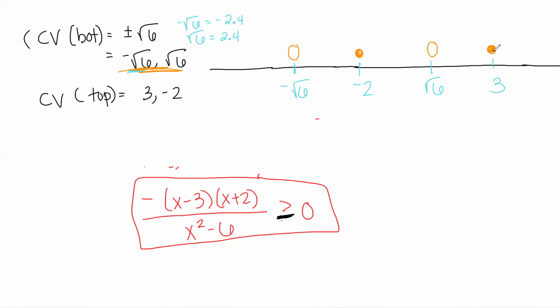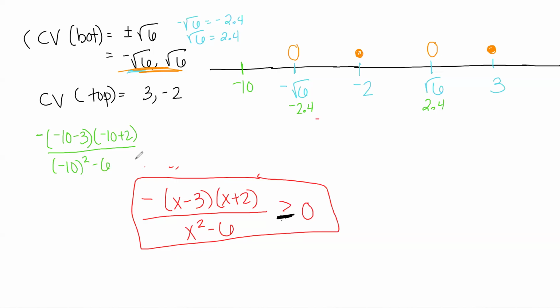Okay, now this test values is going to be so annoying. Okay, we're going to have to test a lot. So pick your favorite number less than negative root 6. And remember, that's like negative 2.4, and this one's like regular 2.4. I'm going to pick like negative 10. Again, I just like doing tens. And that's going to go into the red box. So I'm going to do negative 10 minus 3, negative 10 plus 2 over negative 10 squared minus 6.